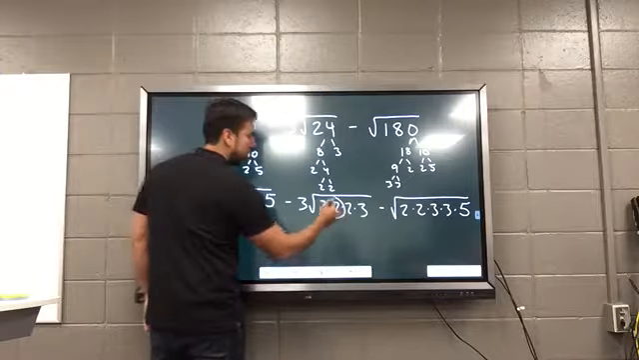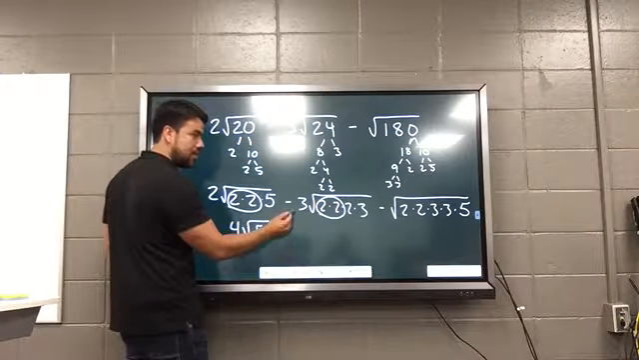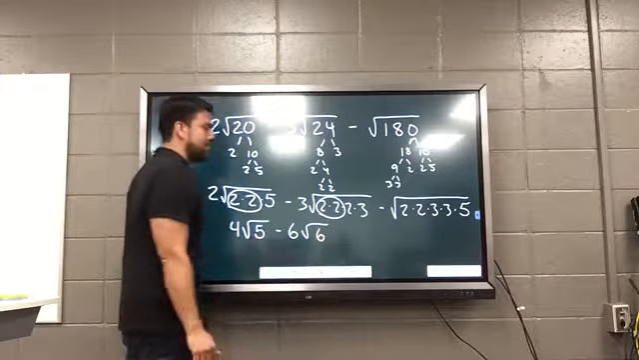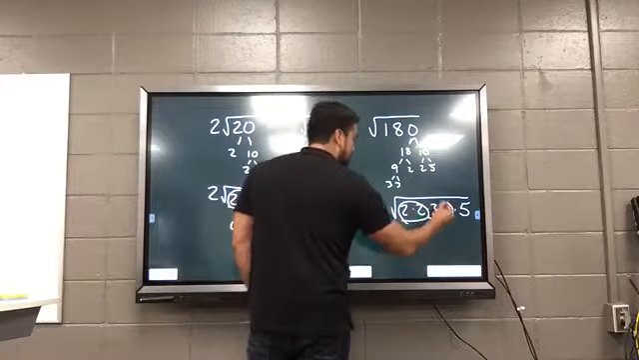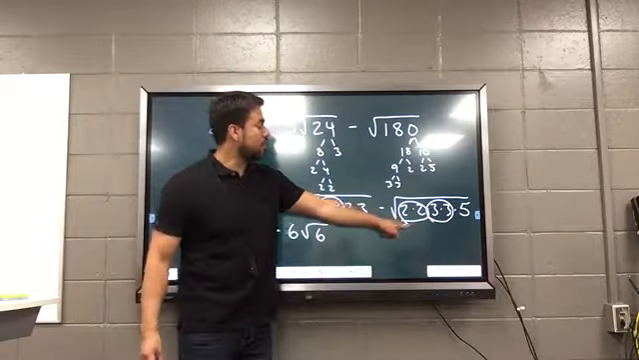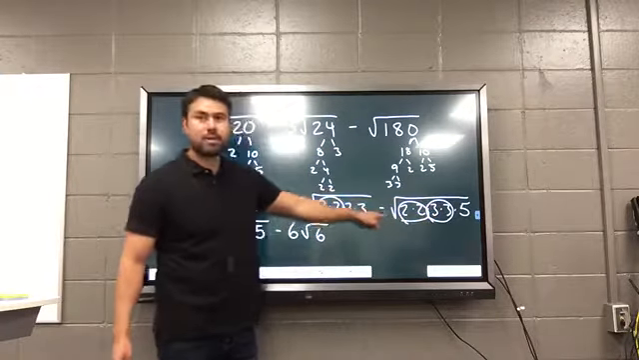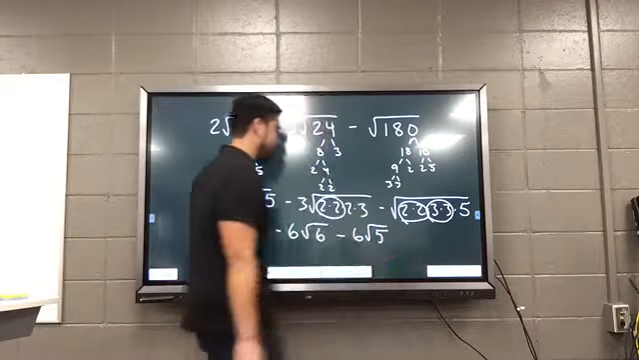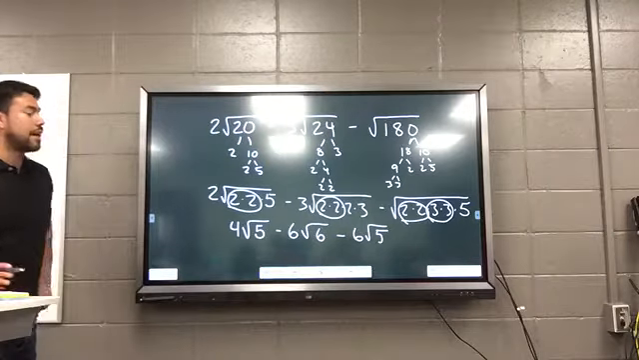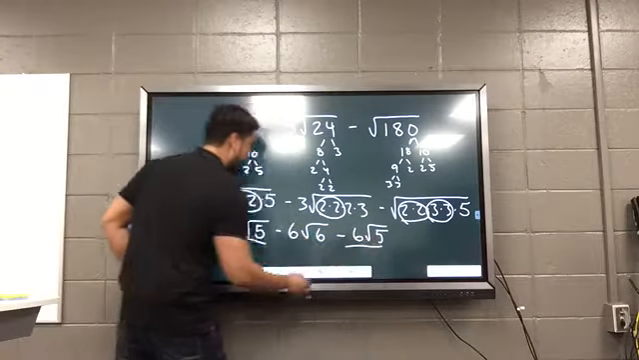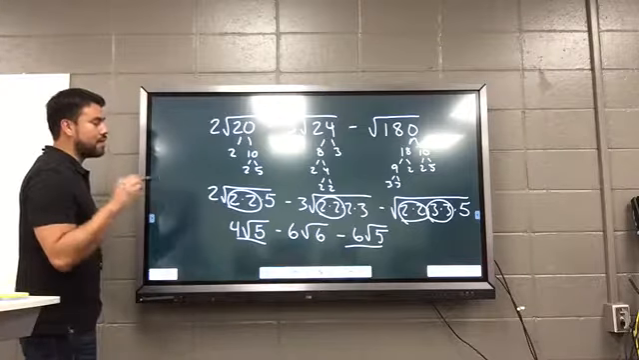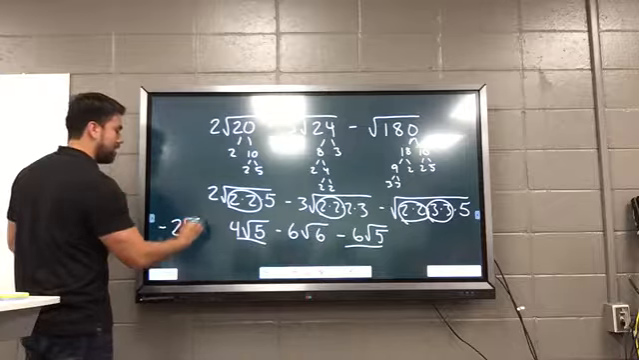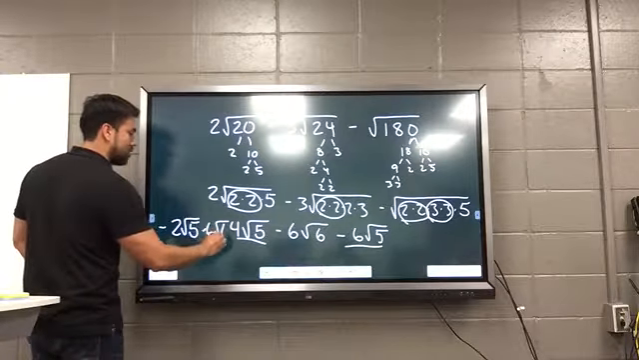Minus, I have another pair of 2's. It comes out as 1, 2, and I get negative 6 times the square root of 6. Here I have a pair of 2's and a pair of 3's. I get a 2 to come out and a 3 to come out, which makes it negative 6. Negative 6 times the square root of 5. Now that I have it simplified, I can see clearly these are like terms. 4 times the square root of 5 minus 6 times the square root of 5. Negative 2 times the square root of 5 minus 6 times the square root of 6.